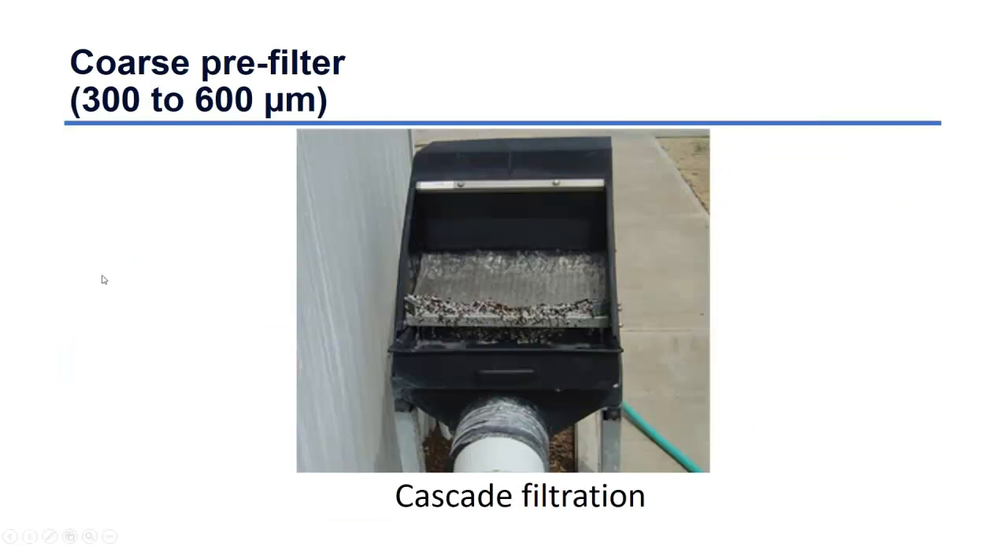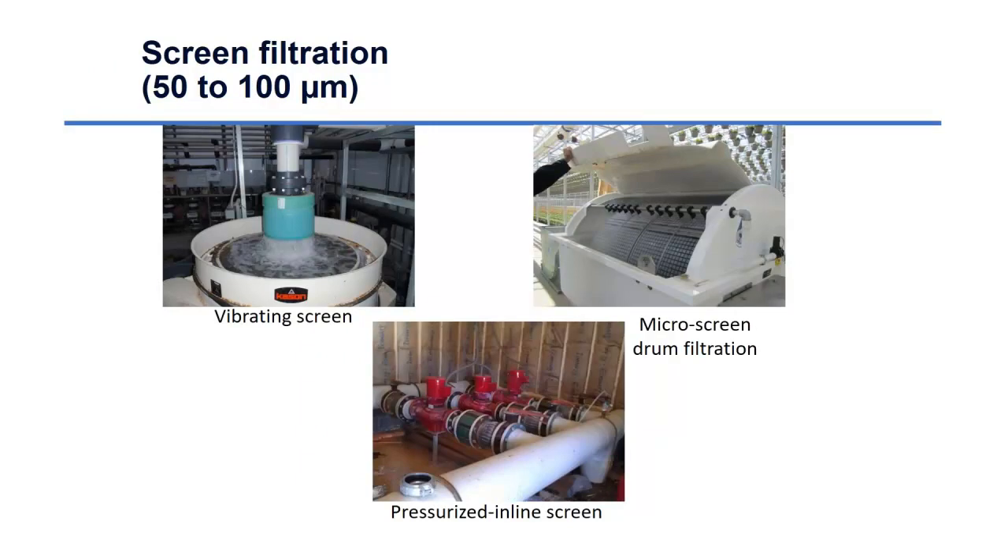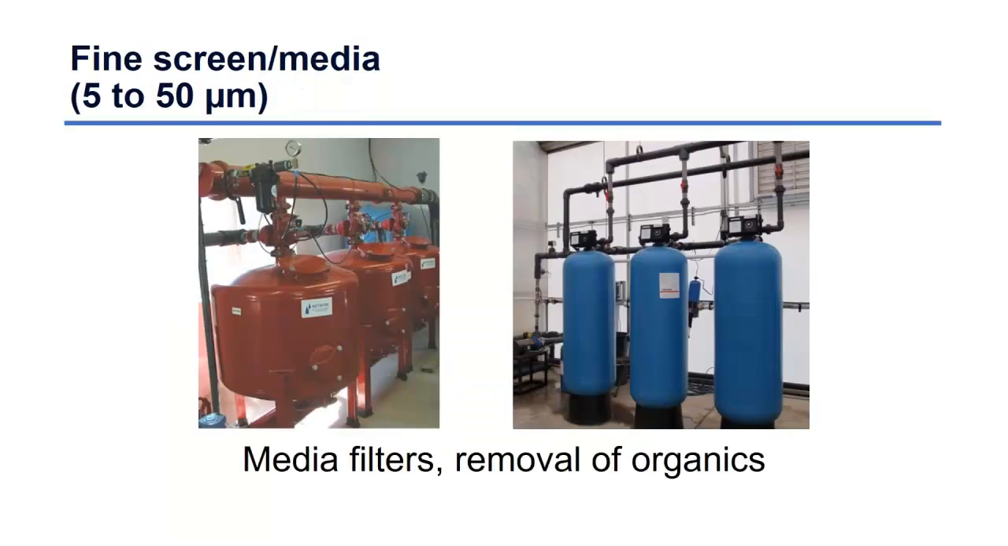So here are just a few examples. You can start with something really coarse. You always want to start with something coarse. You can see how much organic matter was in that specific filter system. You can go then further with something that has a smaller pore size, something like a vibrating screen, micro screen, drum filtration, or an inline screen, whatever system works for you. But the important thing is you want to go from something coarse to slightly finer.